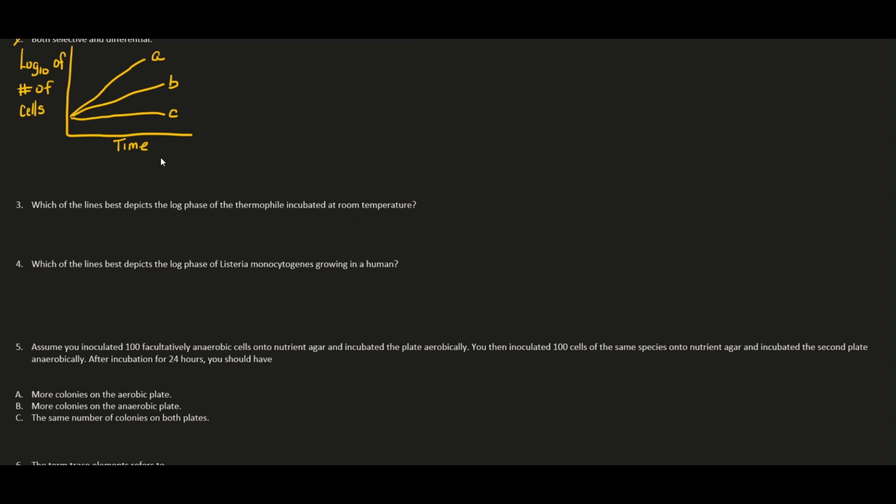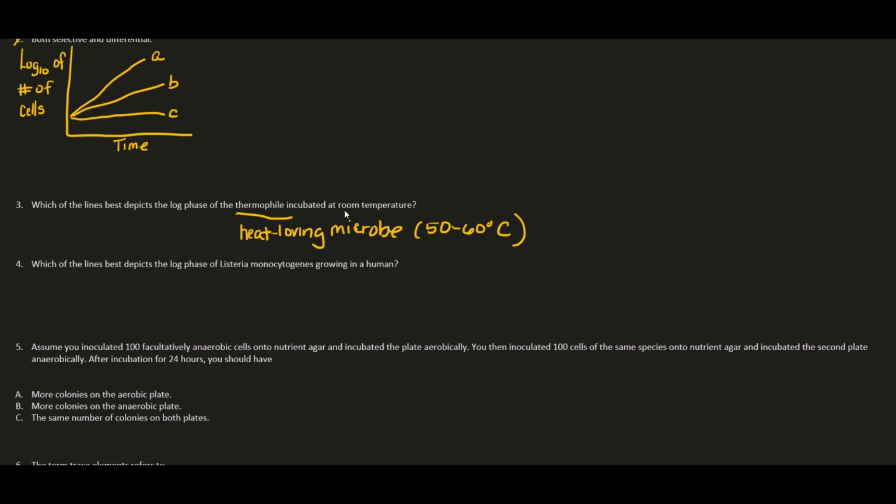So above we have this chart where on the x-axis we have time, and on the y we have the log 10 of the number of cells. Thermophile, what is it? Well, it is a heat-loving microorganism. So we have heat-loving microbe. Its optimum growth is between 50 to 60 degrees Celsius.